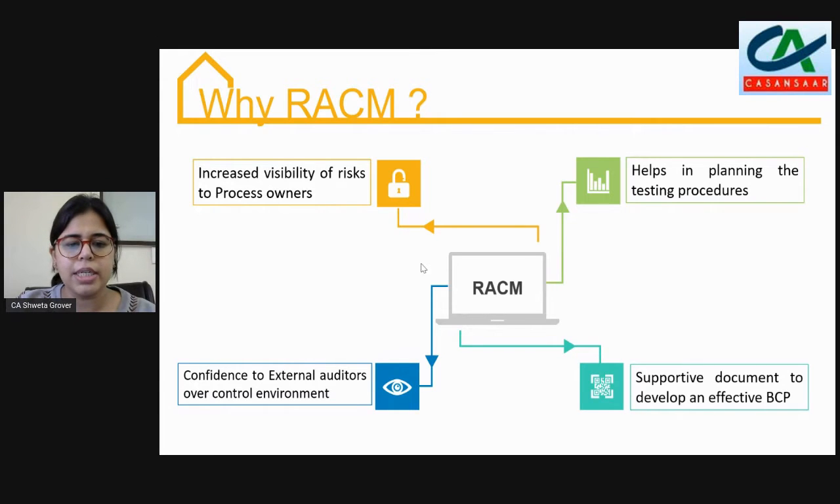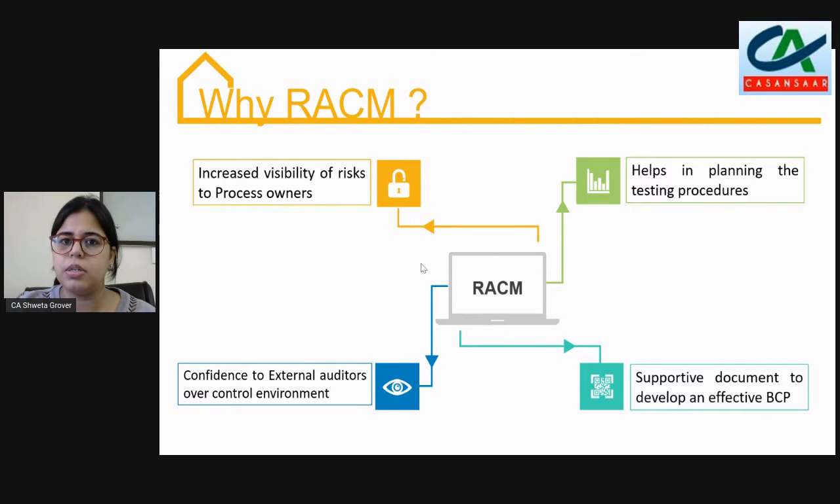Third one is confidence for external auditors over the control environment. When our statutory auditors do the audit and they see the prepared RCM, that the control process is there and the company has a good control mechanism in the organization, they get good confidence over the control environment. That is why it's very important to prepare an RCM for an organization, and updating it regularly is very important.